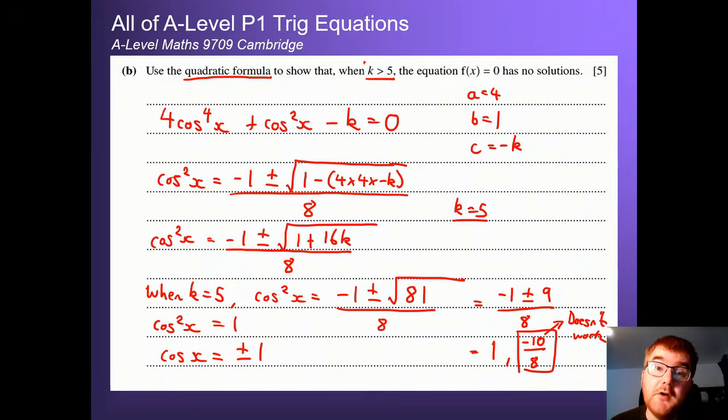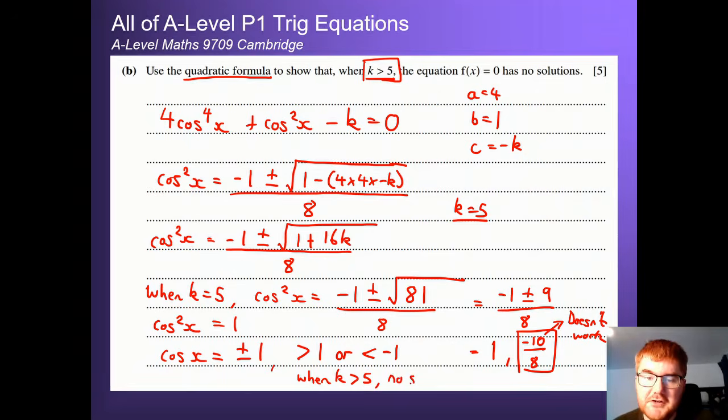But as soon as we go beyond 5, this number is going to get greater than 1 or less than minus 1 when k is greater than 5, and therefore there will be no solutions.